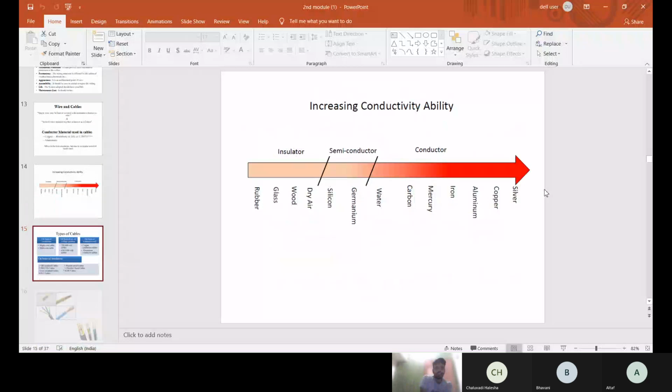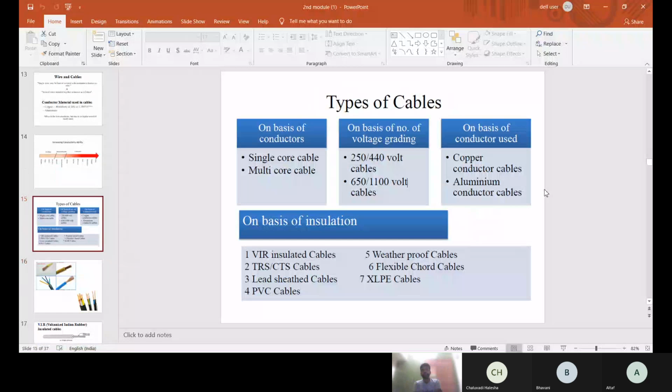Here we can see the different types of cables. The cables are classified based on conductors, number of voltage gradings, conductors used, and insulation. As I already told, cable means a wire with insulation. So a wire wound with insulation is called a cable. Based upon the insulation levels, we can decide the cables.